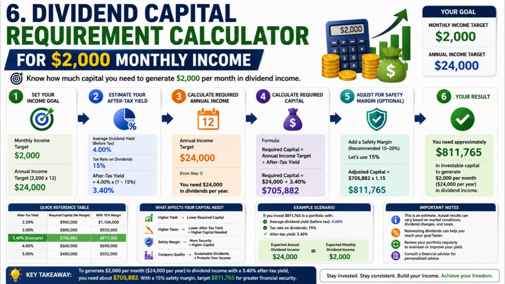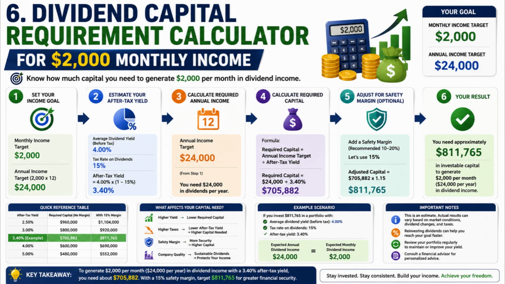In this video, we will discuss the Dividend Capital Requirement Calculator for generating $2,000 in monthly dividend income. Earning $2,000 every month from dividends can create a valuable source of passive income. However, before building a dividend portfolio, you need to estimate how much investable capital may be required. The final amount depends on your income target, expected dividend yield, dividend taxes, safety margin, and the sustainability of the investment selected. First, set the monthly dividend income goal at $2,000.